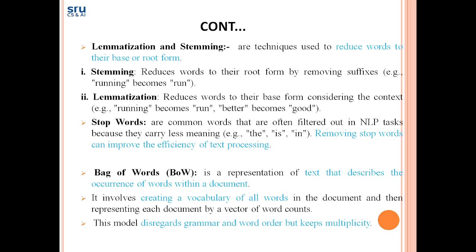Bag of words. It is called BOW. It represents text which highlights the occurrence of words within a document. Basically, it involves creating a vocabulary of all words in a document and then representing each document by a vector of word counts. This model disregards grammar and word order but keeps multiplicity.